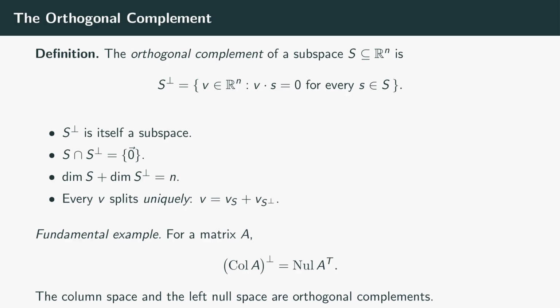And most important for us, every vector v in the whole space splits in exactly one way into a piece living in S plus a piece living in the complement. That unique split is precisely what projection computes. The piece in S is the projection. There's a fundamental example worth remembering. For any matrix A, the orthogonal complement of the column space is the null space of A transpose, the left null space. The two subspaces we met earlier in the course turn out to be perpendicular partners.